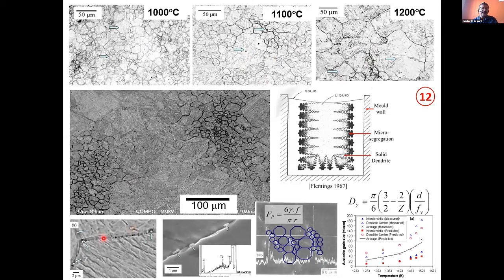And here we are showing those precipitates pinning the austenite grain boundaries. They are lying at the austenite grain boundaries, niobium precipitates. Here, titanium precipitates are pinning the grain boundaries.